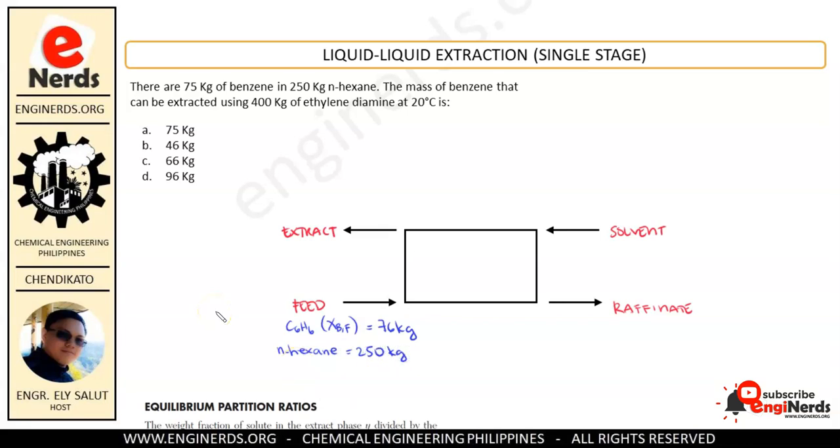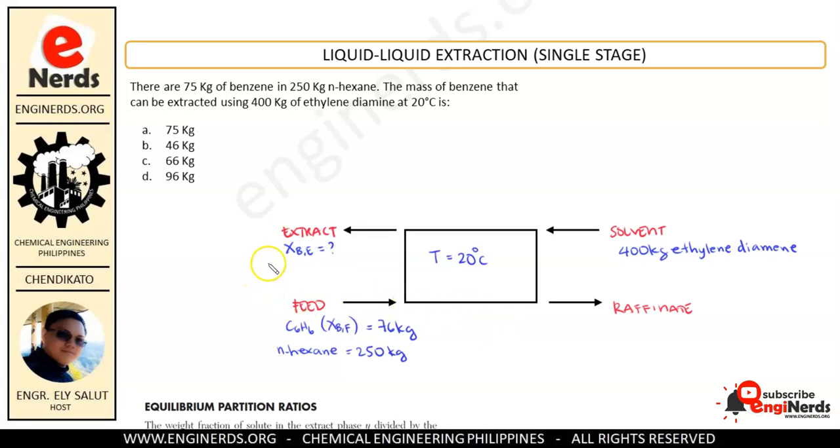So, we need to find the mass of benzene that can be extracted using 400 kg of ethylene diamine at 20 degrees Celsius. So, what is given is the temperature of 20 degrees Celsius. The solvent is 400 kilograms of ethylene diamine. Okay? The required is the amount of benzene, our solute, in the extract. So, the required is XBE again. This is what we need to get.